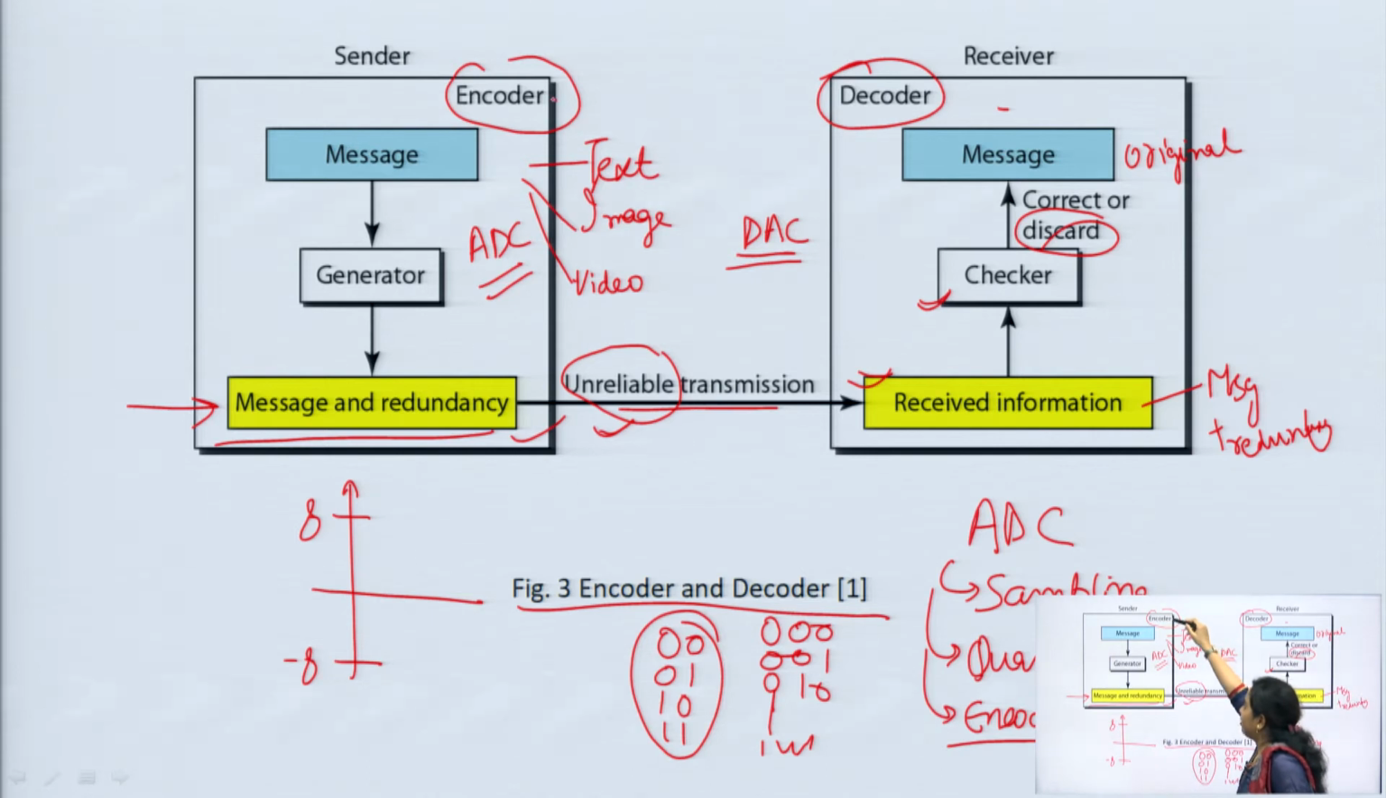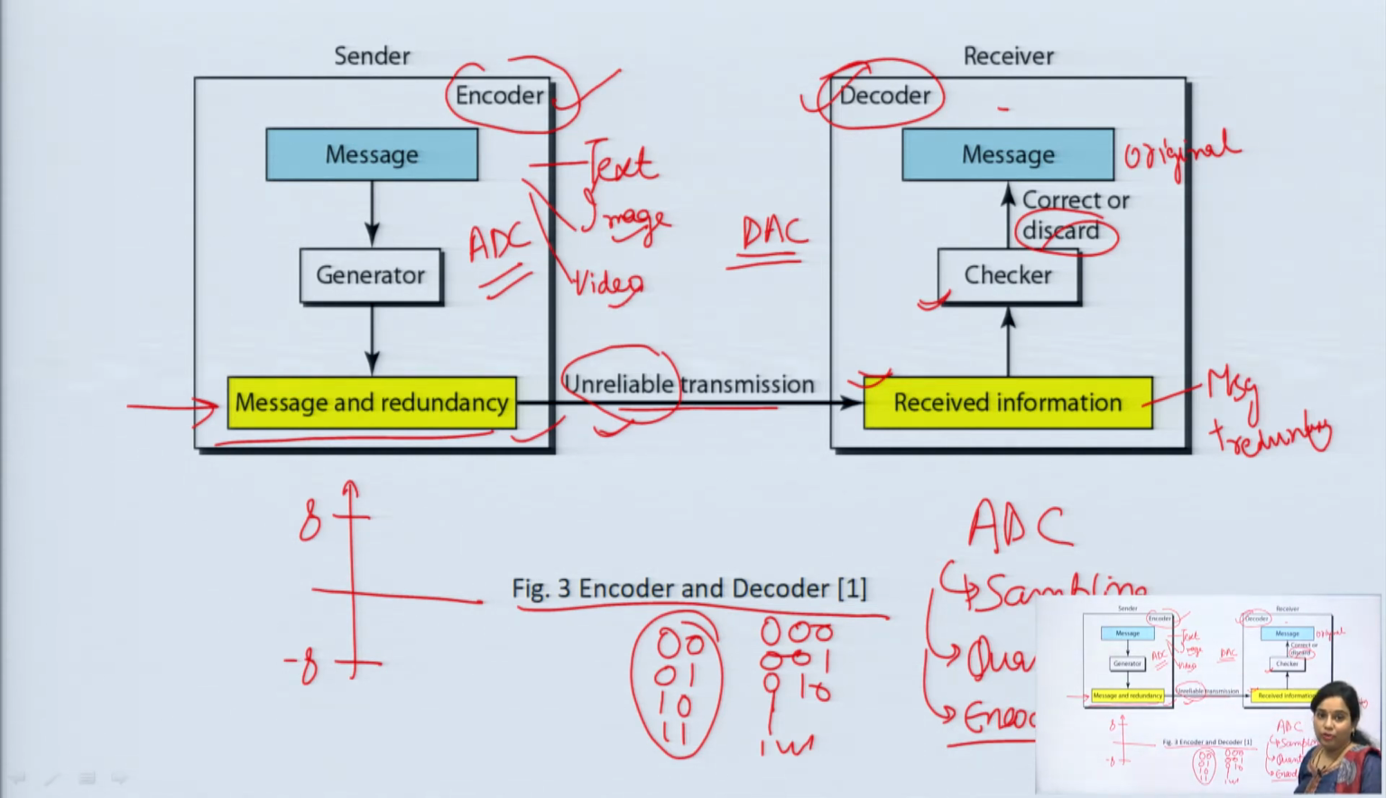At the sender you have to use the encoder, at the receiver you have to use the decoder. At the sender you have to generate the particular message, which will be in the form of analog. It can be a 1D signal, meaning text, a 2D signal, meaning an image, or a 3D signal, meaning a video.